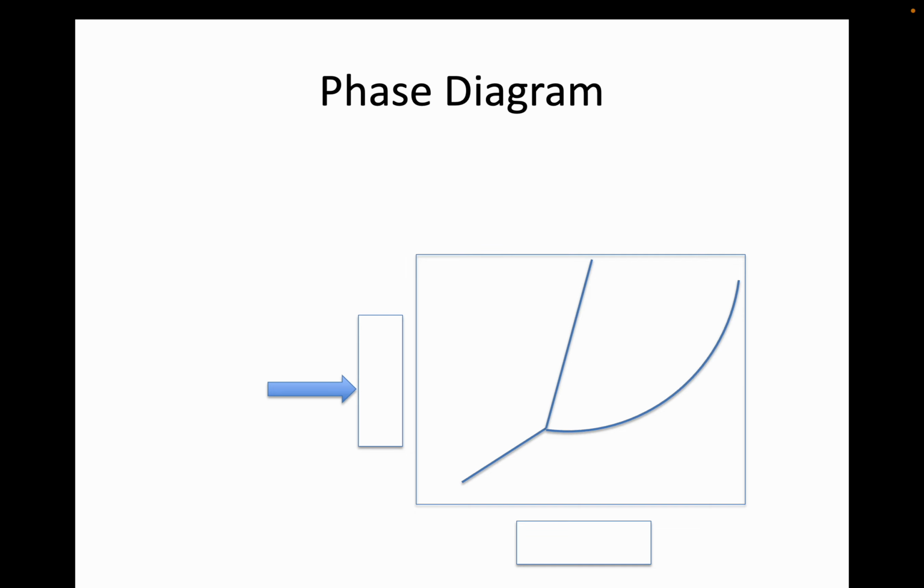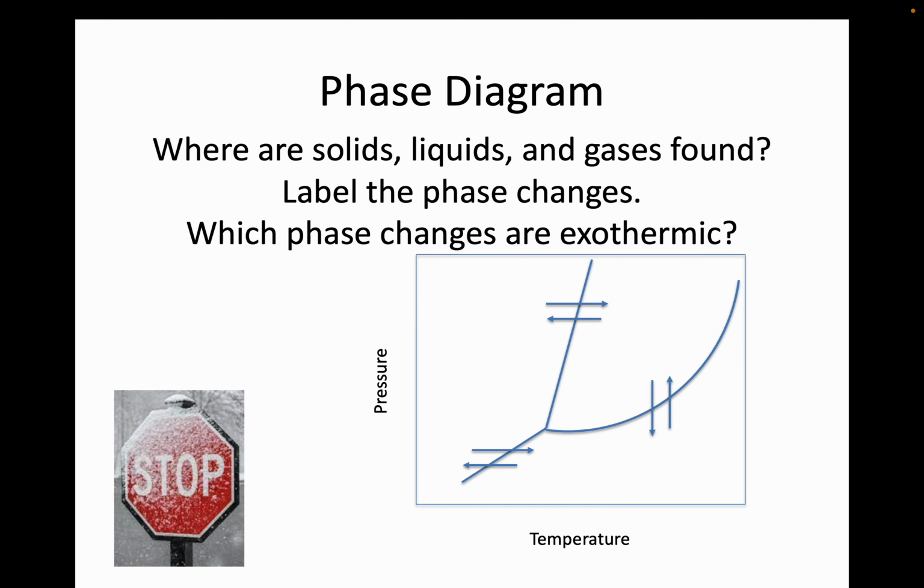So consider this generic phase diagram. The axes are the pressure and the temperature. What I'd like you to do, identify where are the solids, liquids, and gases found on this phase diagram. We see arrows going back and forth to indicate phase changes. What are those phase changes? And which of them are exothermic? Give that a try.